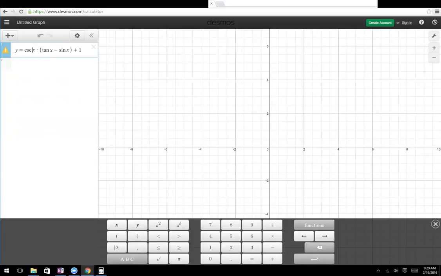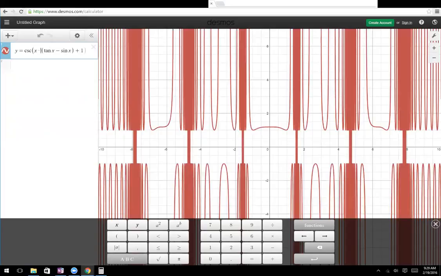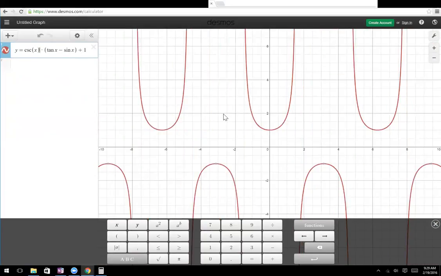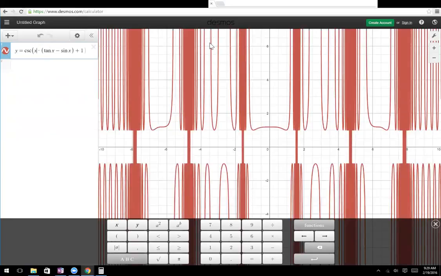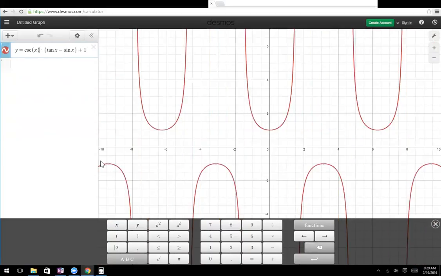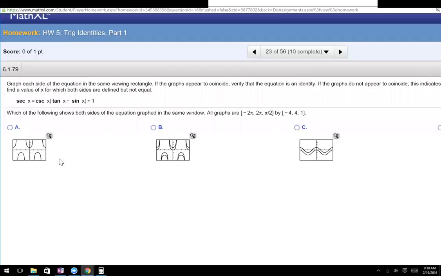Oh, it wants parentheses around the argument. Whoa! Oh my gosh. Hey, that was kind of scary looking though. Let's look at it. Woo! So that looks like the same picture, doesn't it? Yeah. Okay. That's it.